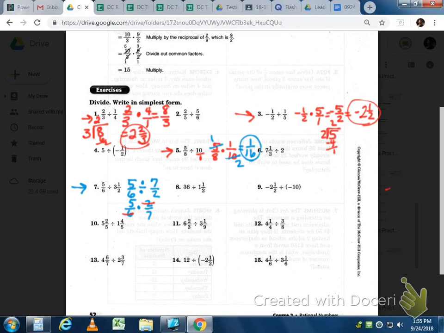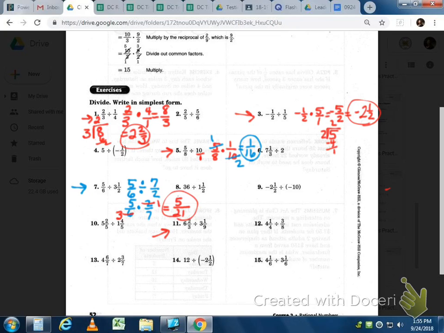So 2 divided by 2 would become what? 1, and 6 divided by 2 would become 3. So we're just dividing out common factors. That's what you do. When you multiply straight across now, 5 times 1 on the top is 5 over 3 times 7 on the bottom. 21. 5 over 21.